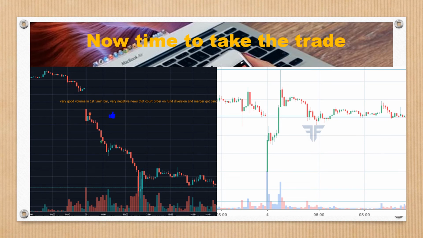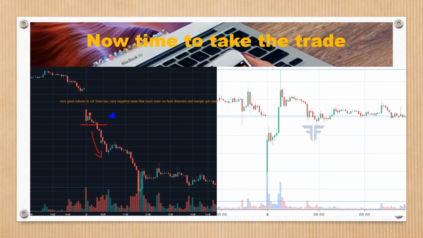And we had taken this trade just after the first 15 minutes range breakout. We had taken this trade immediately after the range breakout, and there was a very nice downward move, and we achieved our target within an hour. So the RR was almost 1:3.